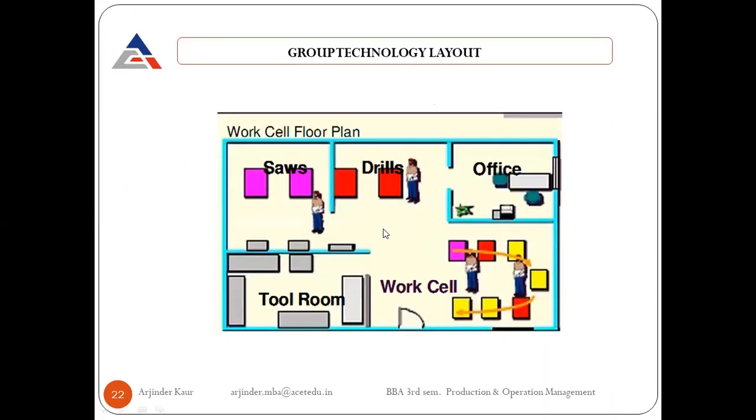Okay, so this is an example. In one particular group, we have a tool room, we have a work cell, there are some saw machines, there are some drilling machines, and there is an office. So this is just one work cell. In group technology layout, the dissimilar tasks are grouped together.